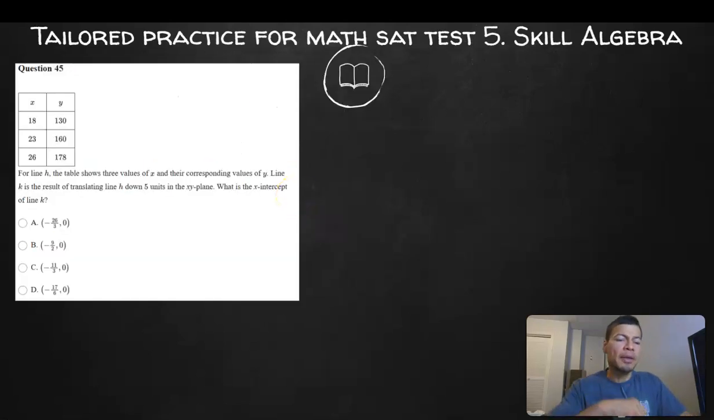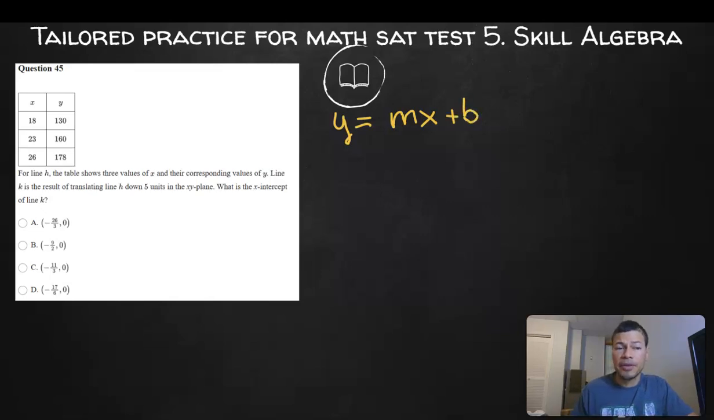Okay, so for this problem, the problem says, for line H, the table shows the value of x and the corresponding values of y. So these are the points of line H. And they are already telling me that line H is a line. So I'm going to remind you guys that the equation of a line, the slope-intercept form, is mx + b. We don't know m, we don't know b, but we have the points, so we can find m and b. So once we find line H, it says line K is the result of translating line H down 5 units in the xy plane.